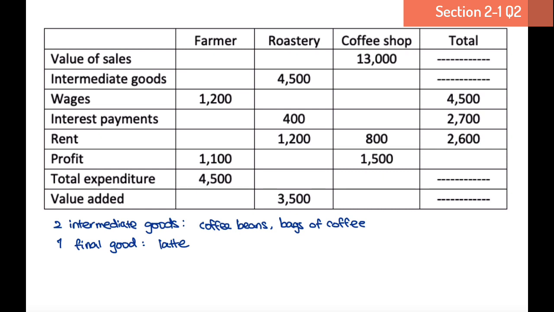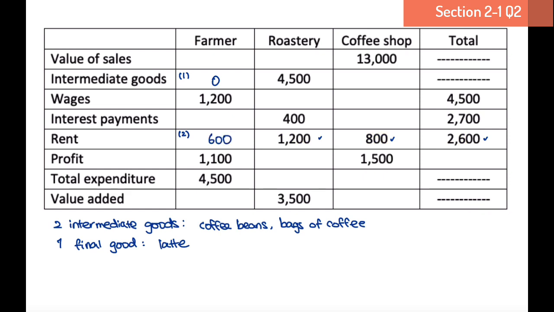which is the latte. So first we need to fill the blanks in this table, and we can start with the easiest ones. First, we know that the farmer doesn't use any intermediate goods to produce the coffee beans. So the intermediate goods for the farmer is going to be 0. We also have the total for rent, and we have the rent for the roastery and coffee shop. So it's just a matter of subtracting 1,200 and 800 from 2,600, and that gives you 600 for the farmer's rent.